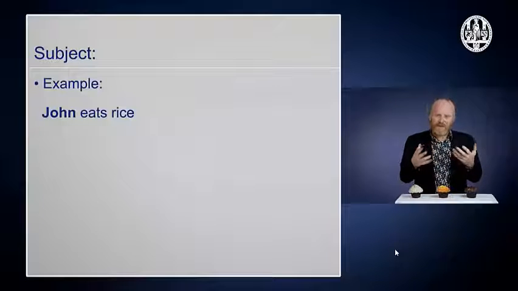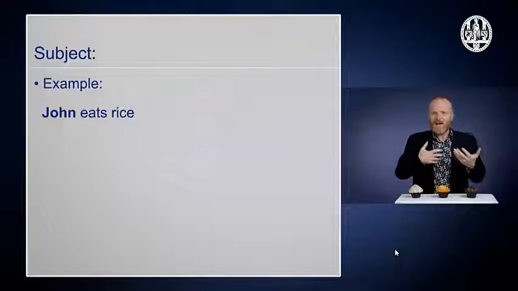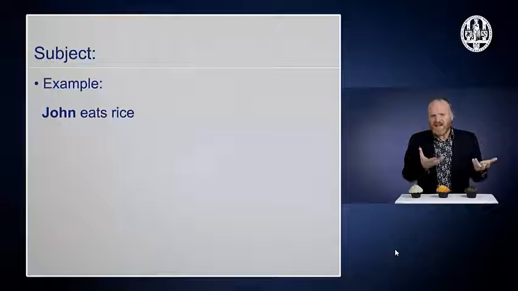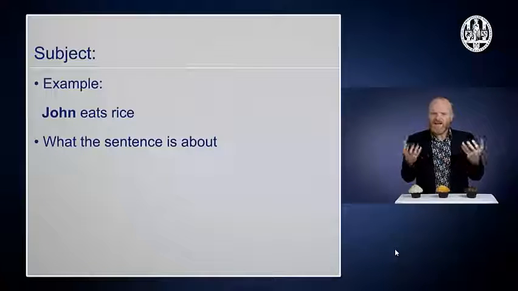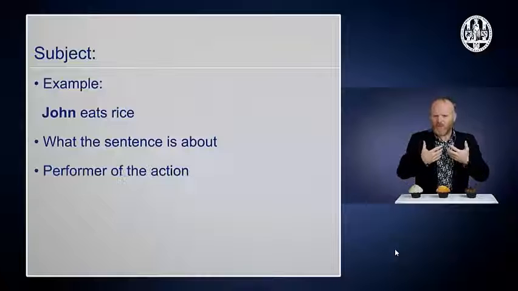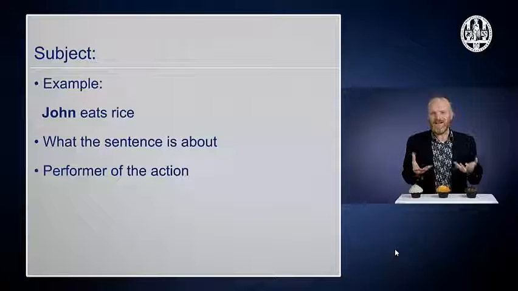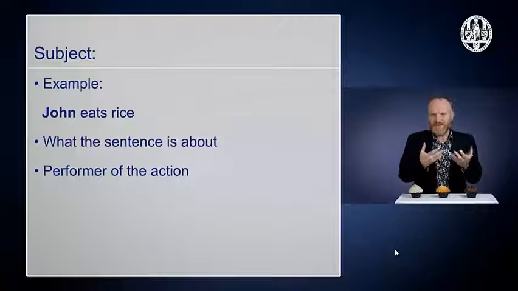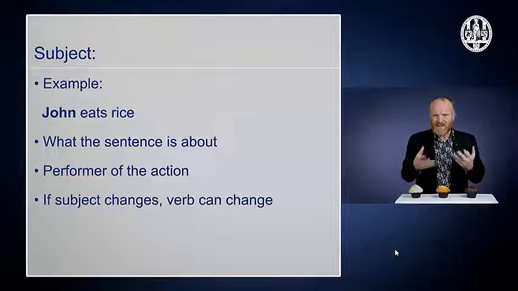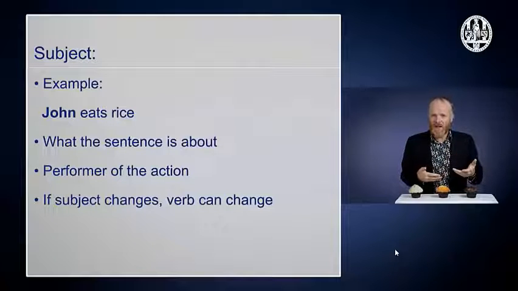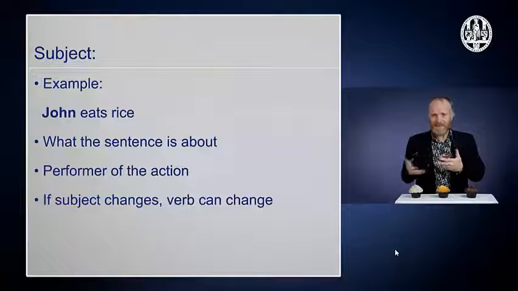We're not going to go very deeply into why that is, but some people say it's because the sentence is about John. Or other people might say this is because John is performing the eating action in the sentence. John is obviously the person who's really eating. Other people might say this is because eats has a form which changes whenever we change John. If I change John into I, John eats rice, the eats turns into eat, I eat rice.